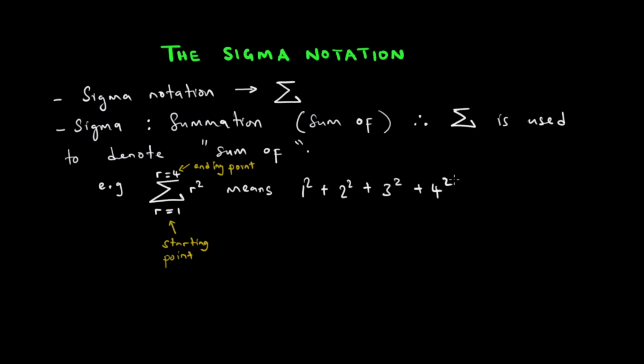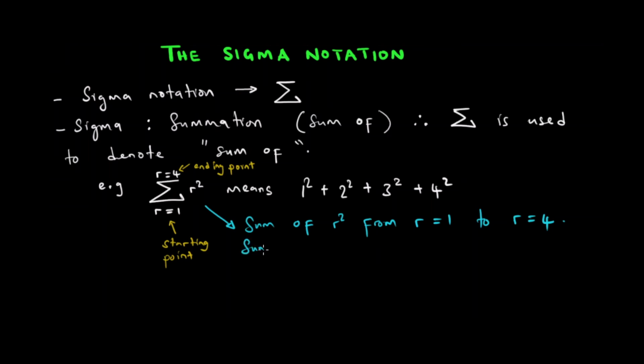So what we are saying is the sum of r squared from r is equal to 1 up to r is equal to 4. That is what it denotes. So if I want, the sum of r squared from r is equal to 1 to r is equal to 4, like this. That is the summation. The sum of all terms of the form r squared from r is equal to 1 to r is equal to 4.